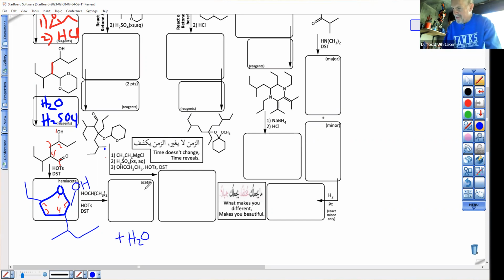We make the acetal. This is the easy part. If you've done the work to get to here, just get rid of the OH and put the O from the alcohol in its place, and you're done. You got to make the second ether. So we got O isopropyl. That's what this is, isopropyl.